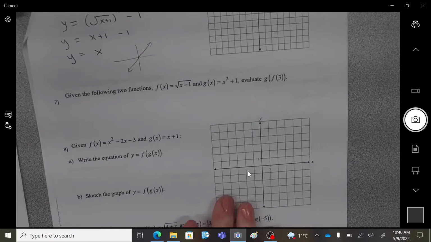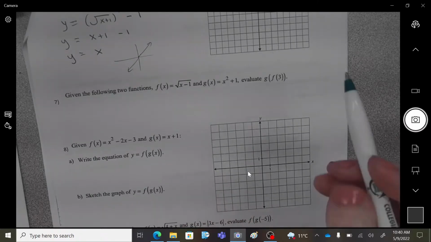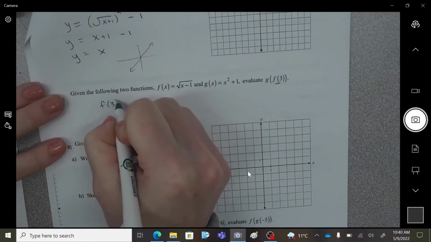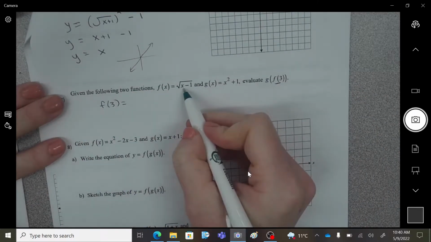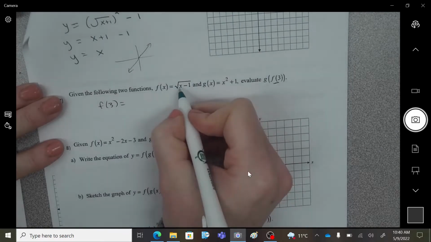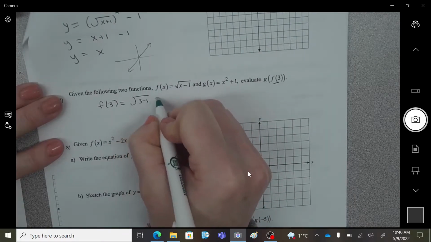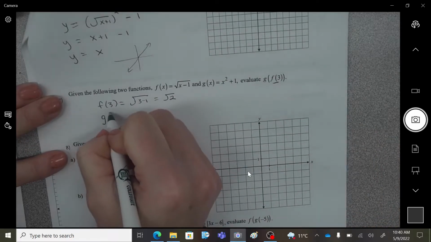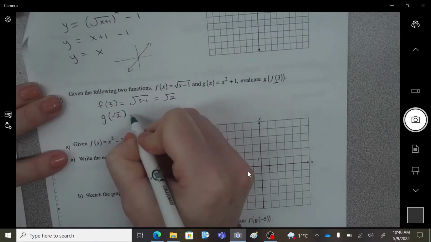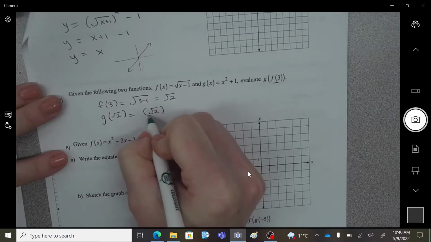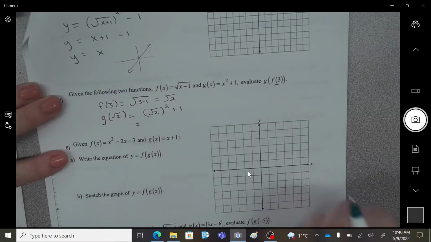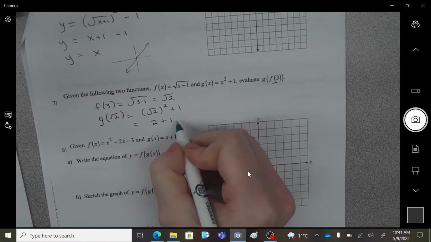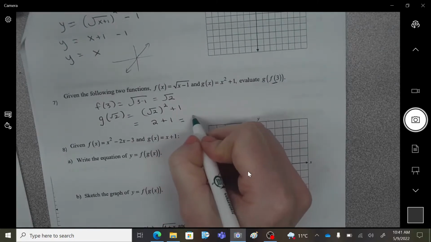Given the following two functions, evaluate. So g of f of 3. I'm going to do f of 3 first. If I plug that in, I get the square root of 3 minus 1, which is the square root of 2. I'm going to leave it. Now what's the g of the root of 2? The root of 2 squared plus 1. That would cancel and just give me 2 plus 1. So my final answer would be 3.